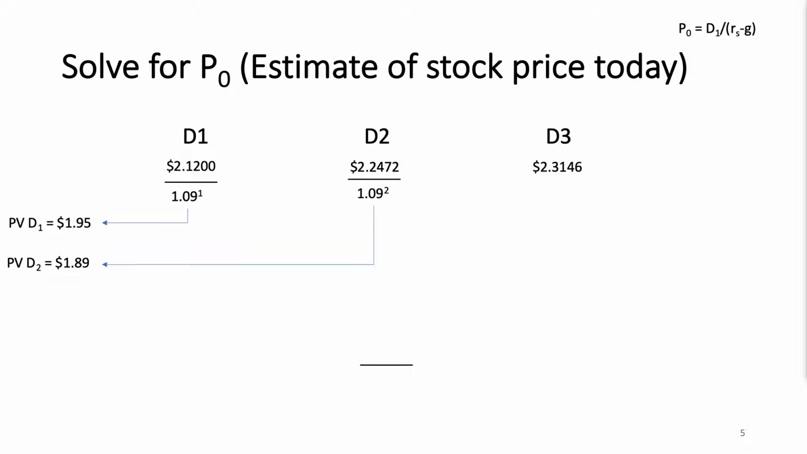Now, what we're going to do next is, in year 3, we actually have a dividend growth rate that's expected to be constant. So we could use this model that we saw before that I have written up here.